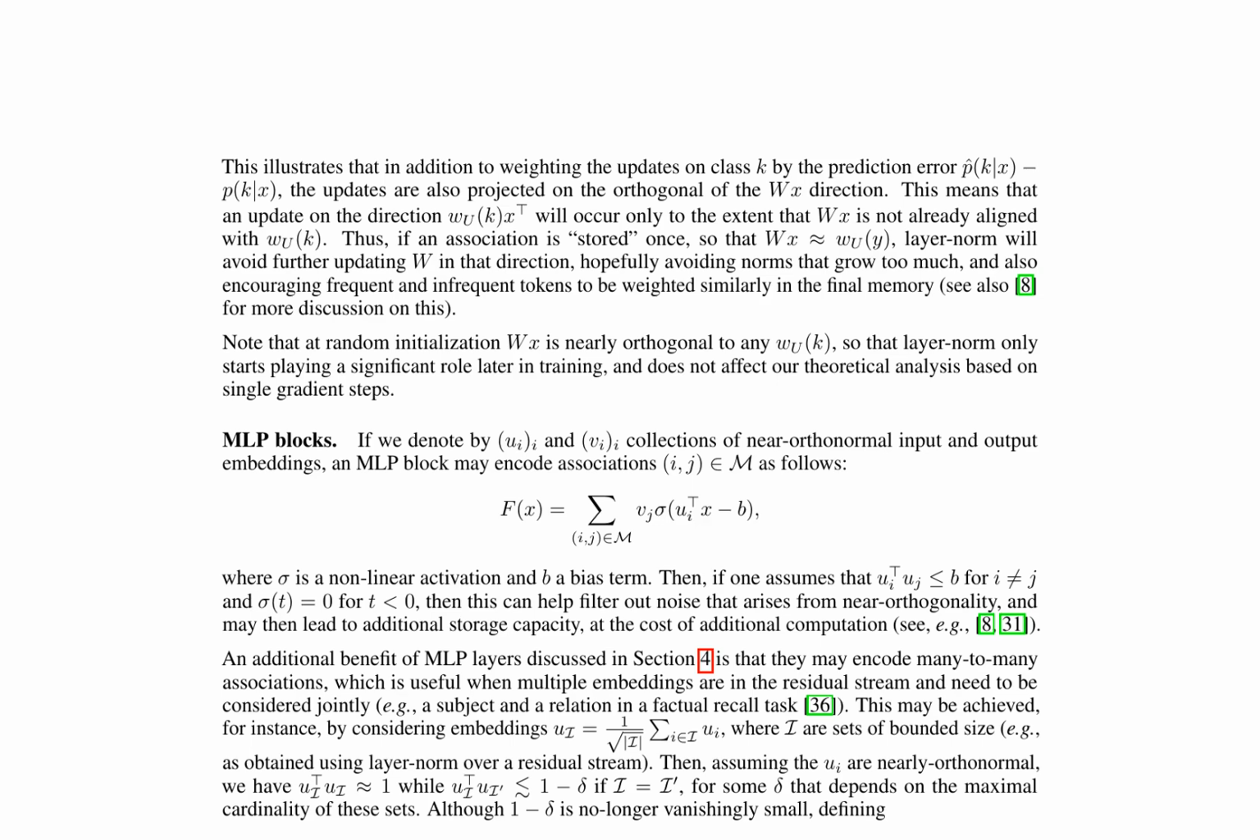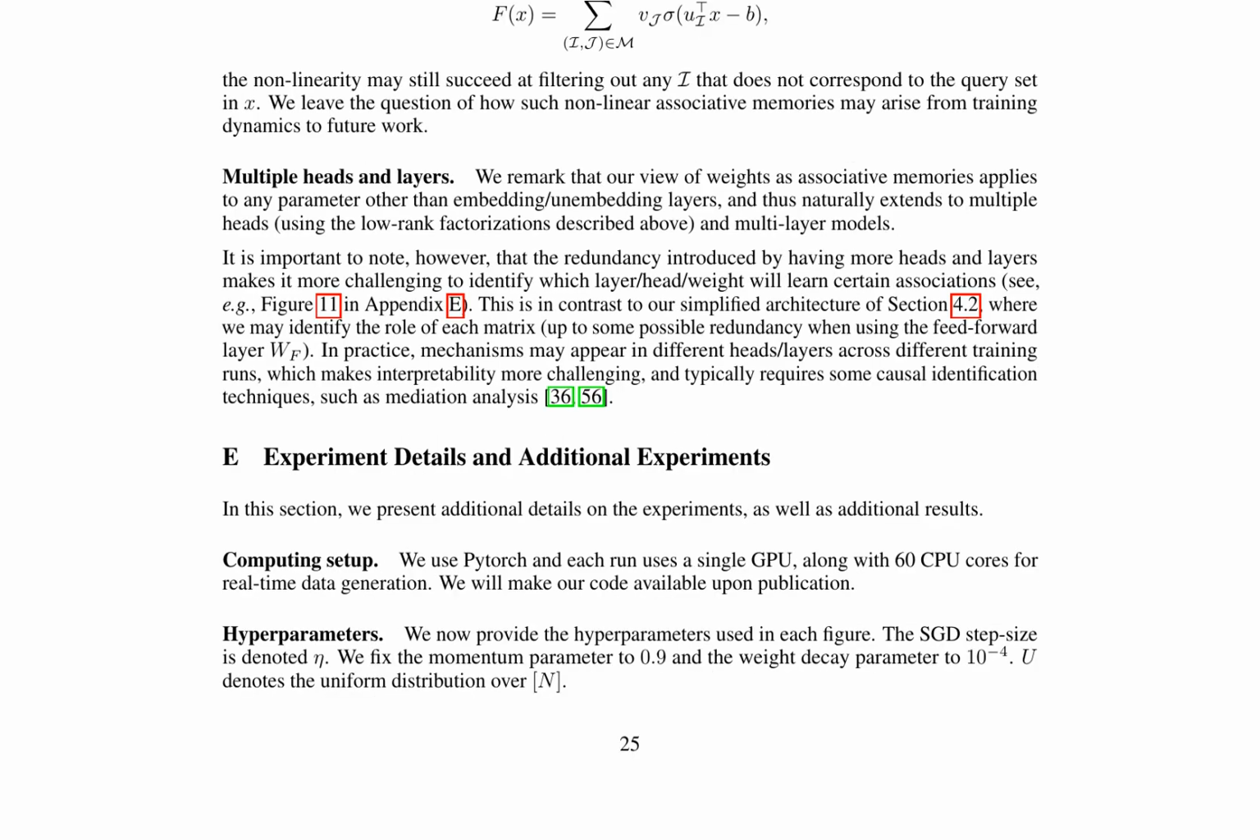The authors also discuss the role of multi-layer perceptron (MLP) blocks in encoding associations between input and output embeddings. These blocks can filter out noise arising from near orthogonality, leading to additional storage capacity at the cost of increased computation. MLP layers can also encode many-to-many associations, which is useful when considering multiple embeddings in the residual stream.